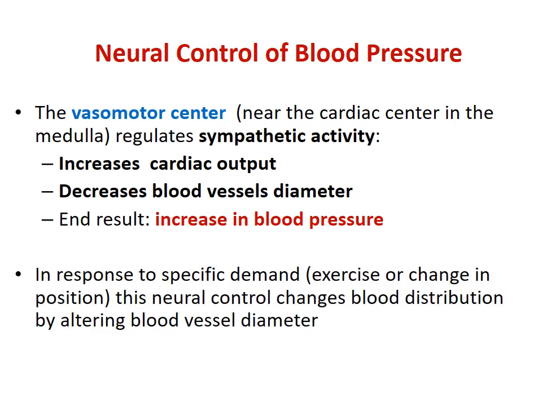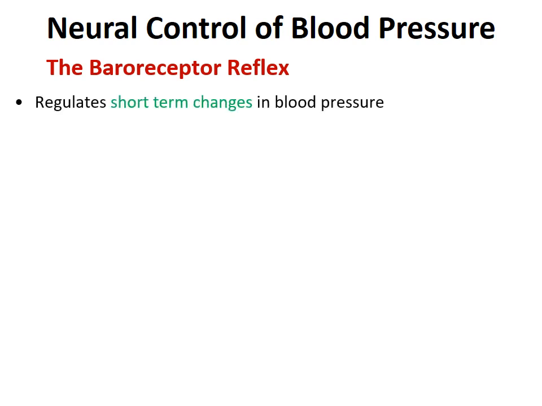In response to specific demands like exercise or a change in the body's position, this neural control changes distribution of blood by altering the blood vessel diameter. Neural control of blood pressure. One of the most important neural controls is the baroreceptor reflex, which is involved in the short-term regulation of blood pressure. Within a fraction of a second, there will be changes which can be brought about in the blood pressure.